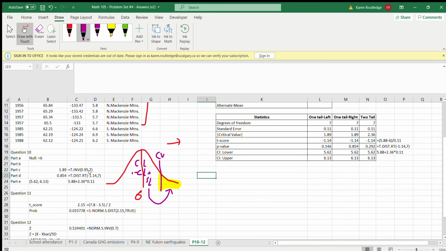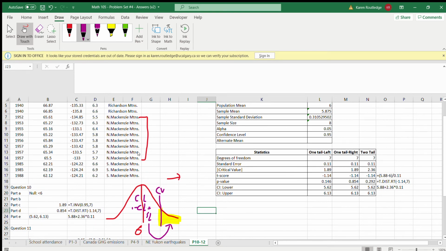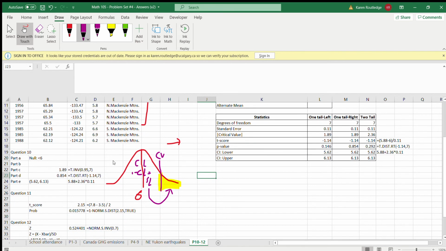It's a t distribution, so we need degrees of freedom. Degrees of freedom, as always, for t distributions is the number of data minus 1. Remember that our data set is limited to the North Mackenzie Mountains, so we have 8 data points. So 8 minus 1 is 7 degrees of freedom. We plug that in, and we get a critical value equaling 1.89. So starting at the mean, we can move 1.89 standard errors away, and that will leave us 5% in the rejection region.